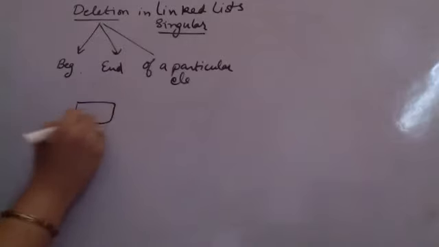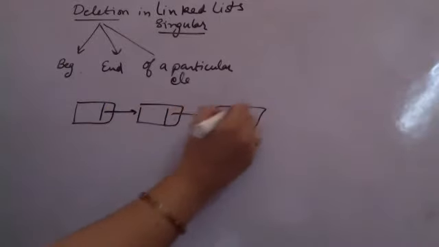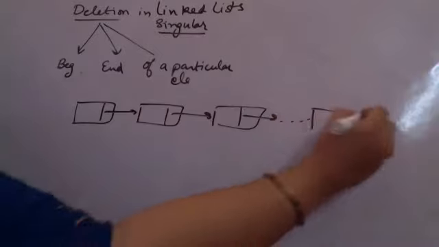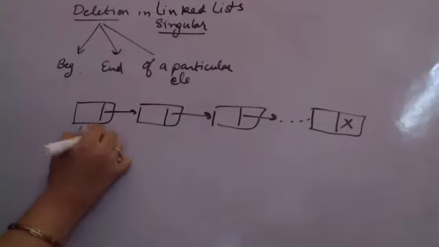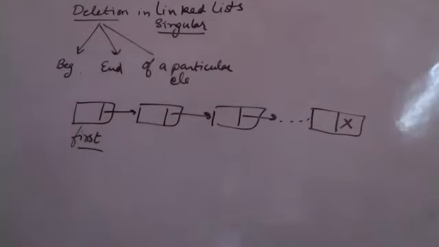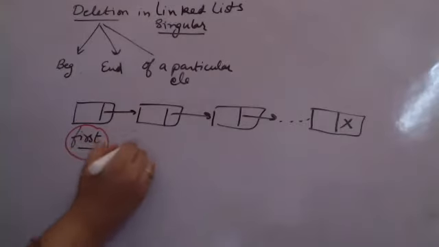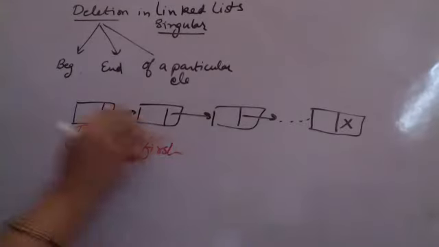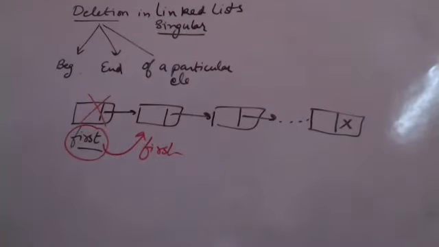If I am having a linked list which is connected in this manner, having some elements till my last element which is not pointing to anything, this being my first. So if I want to delete something from the beginning, that is the first case. What should I do? I should simply move first to first next. I should simply move first to whatever it is already pointing to, and I should free this memory location, and the deletion is done.